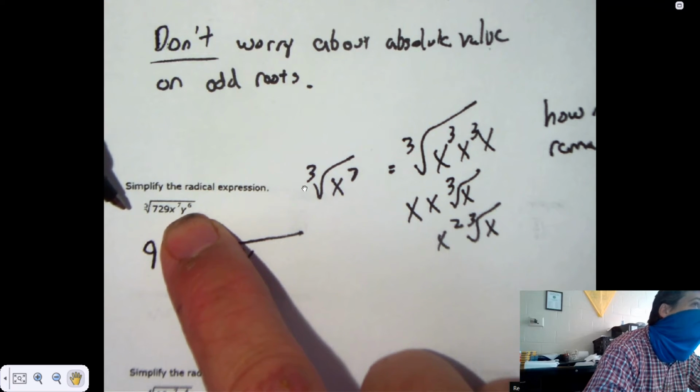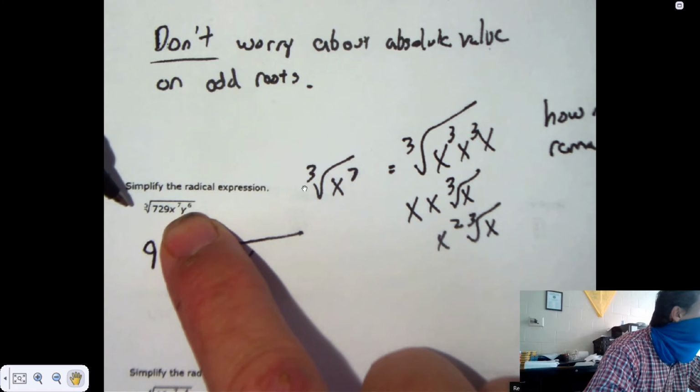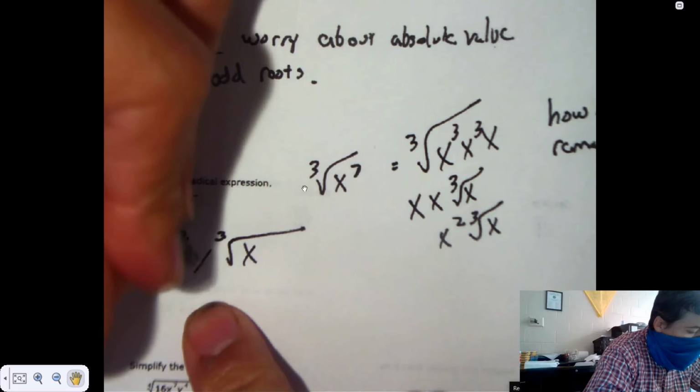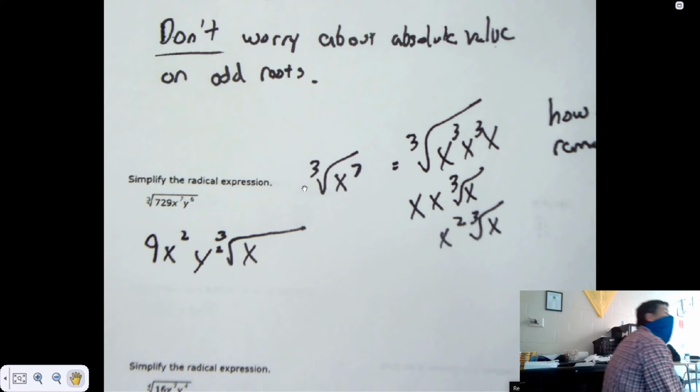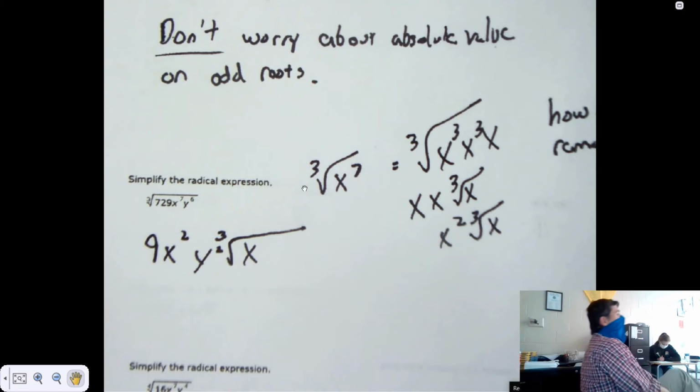Miss James, what's the cube root of y to the sixth? How many times does 3 enter 6? So what's the cube root of y to the sixth? Y squared. There's your answer, kids. 9x squared, y squared, cube root of x.